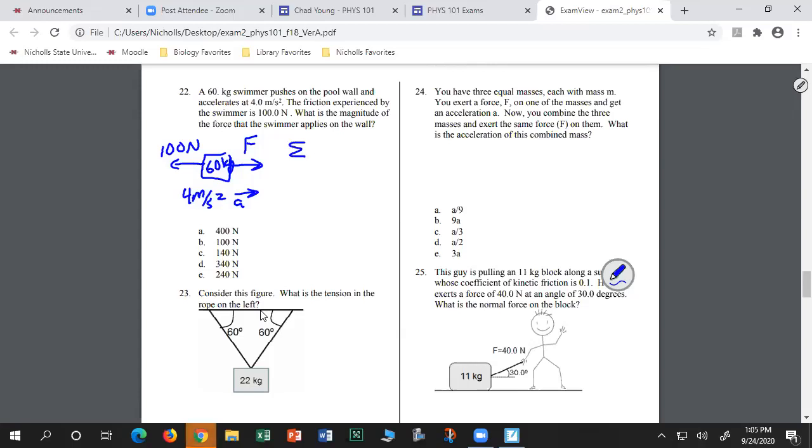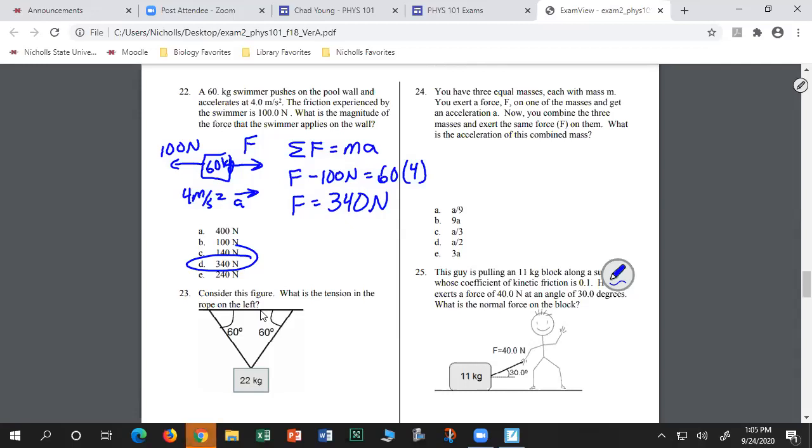And then I apply Newton's second law. The sum of the forces is equal to the mass times the acceleration. The sum of the forces is going to be F minus 100 newtons is equal to 60 times 4 meters per second squared. So F is going to be 240 plus 100, 340 newtons. And so the force required to push off and have that acceleration is going to be 340 newtons.